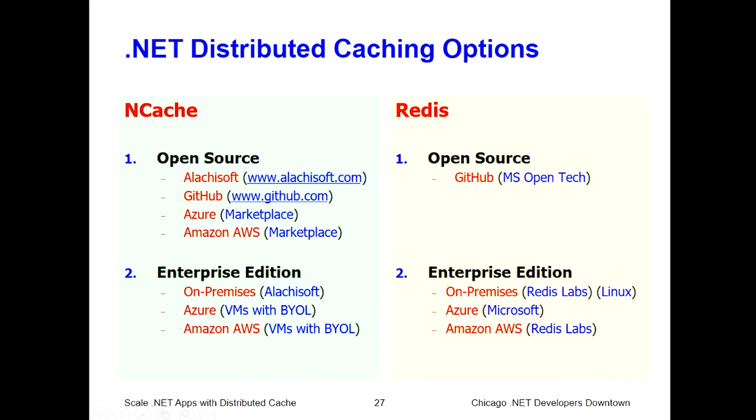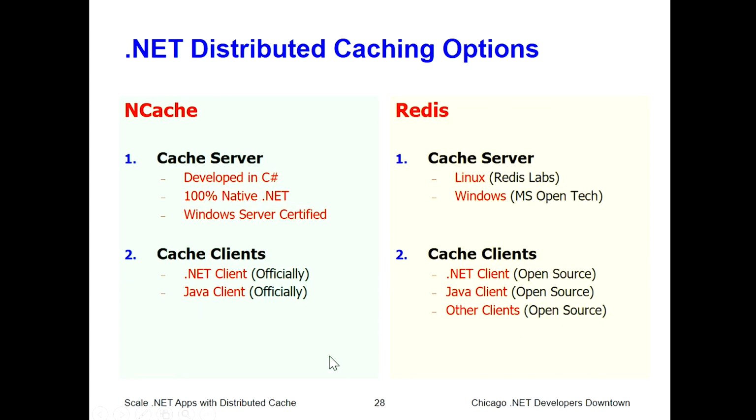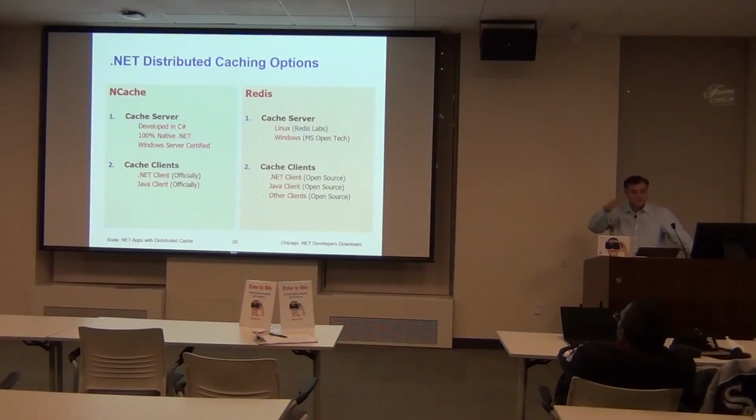NCache, of course, is both open source and there's an enterprise edition. We are on-prem, we're in Azure, we're in Amazon. And I already mentioned Redis has a cache as a service model. We have a cache as a server, as a VM model. And that allows you to have the read-through, write-through, custom dependency. There are also other features that I didn't even go into.